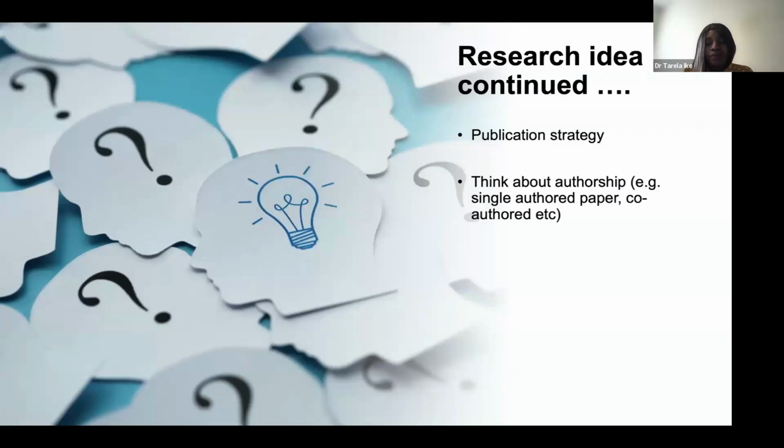Okay, so in terms of the research idea, it's also important to think about the publication strategy. One thing I normally do is have my top 3 journals for a specific piece of paper I'm going to be submitting. So I'll have my first best choice, which is my target journal.